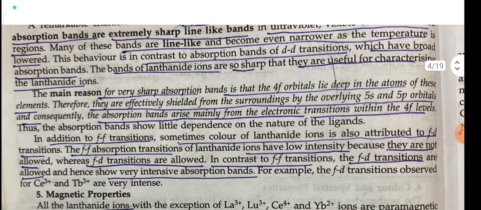The main reason for the very sharp absorption bands is that the 4f orbitals lie deep in the atoms of these elements, therefore they are effectively shielded from the surroundings by the overlying 5s and 5p orbitals, and consequently the absorption bands arise mainly from electronic transitions within the 4f levels. Thus the absorption bands show little dependence on the nature of the ligands.